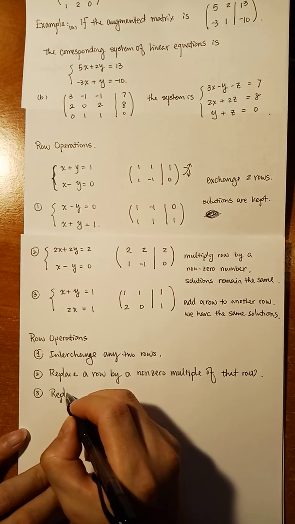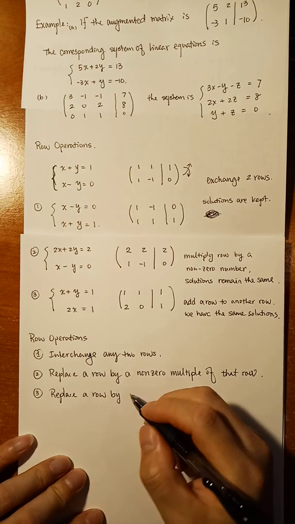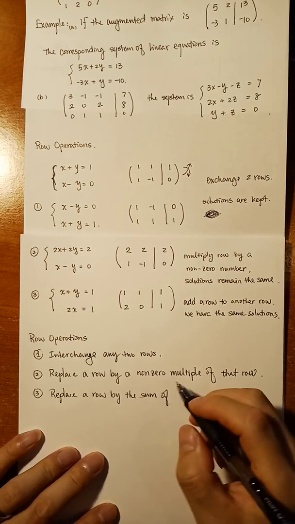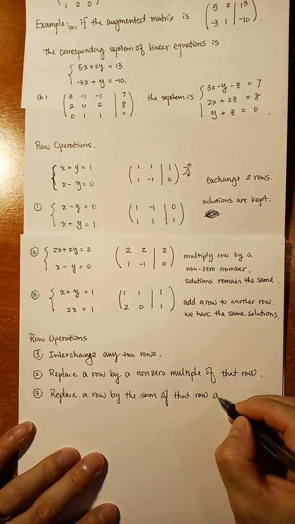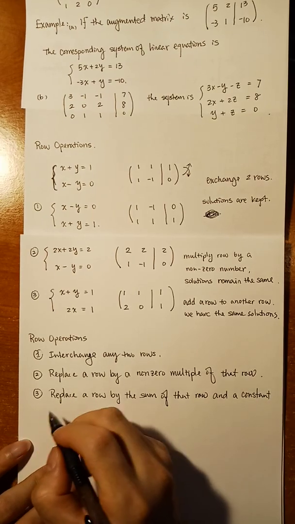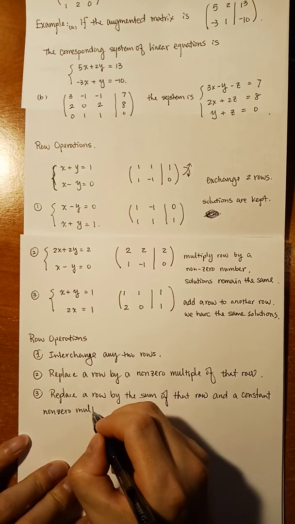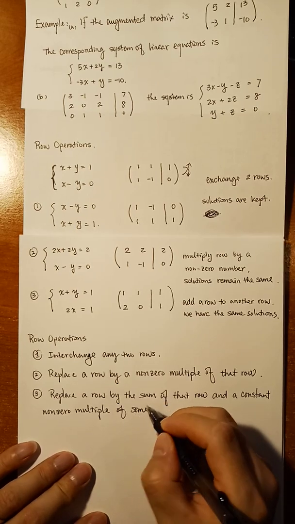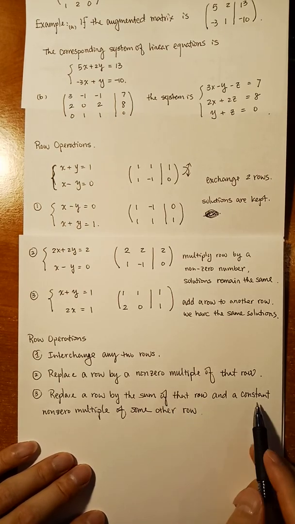Replace a row by the sum of that row and a constant non-zero multiple of some other row. So here we have one more operation.